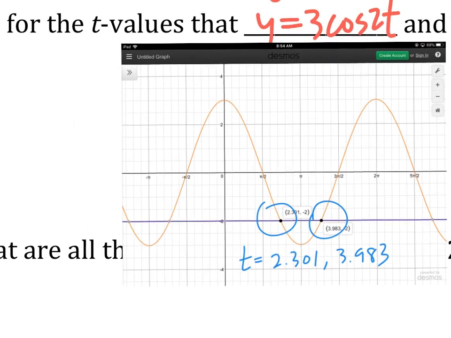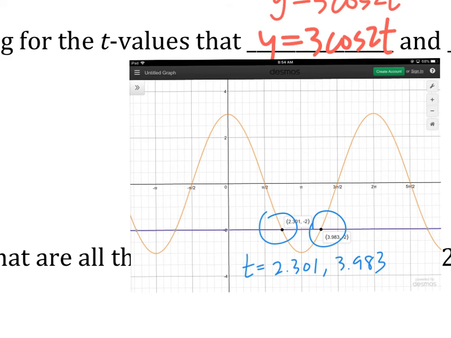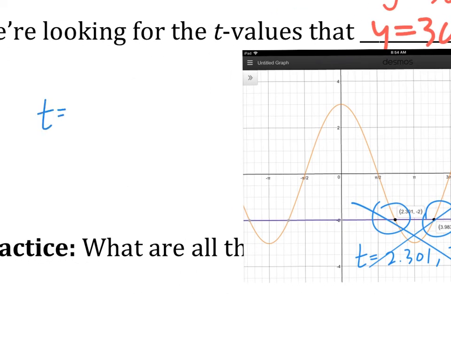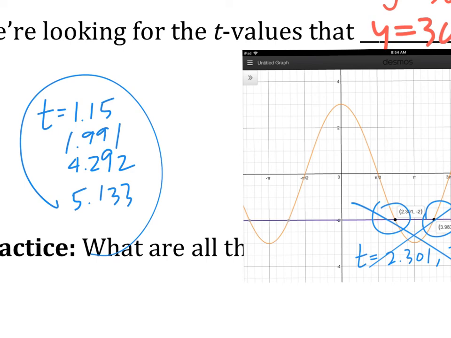Okay, sorry about that. Oh, I wrote the wrong thing. Okay, here's the correct answer. 1.15, 1.991, 4.292, and 5.133. So I didn't put 2t. I think I only put 2, right? Yeah, so then there were 2 more points that intersect. These are the correct answers.